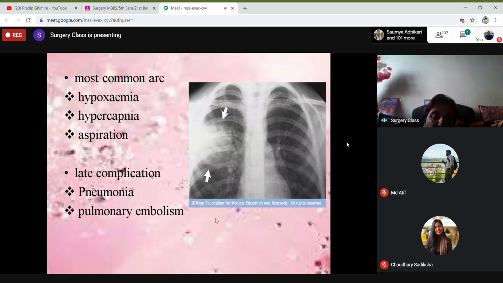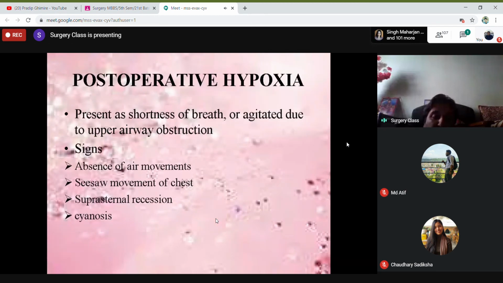You should also look for aspiration pneumonia, or the patient not maintaining oxygen saturation. If you do an arterial blood gas analysis, you will know whether the patient is having normal oxygenation, or hypercapnia where the carbon dioxide level will rise, or acidosis. So post-operative hypoxia presents with absence of air movement, seesaw movement of the chest, suprasternal recession and cyanosis.